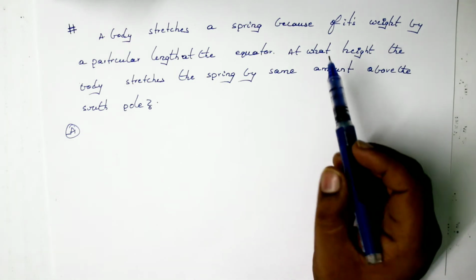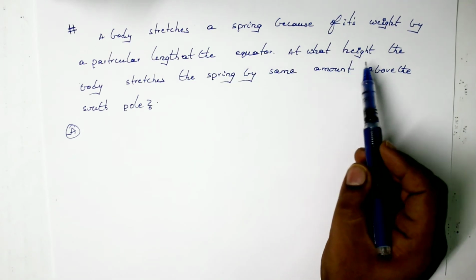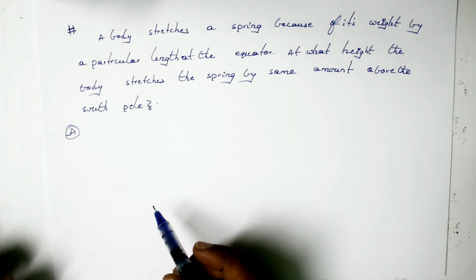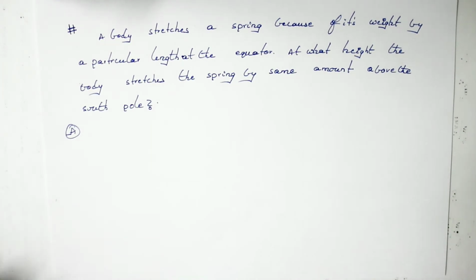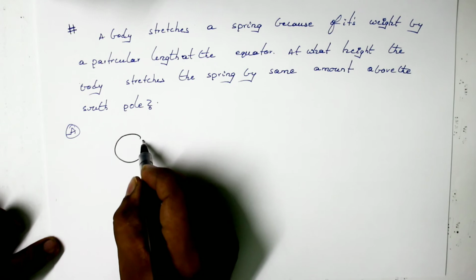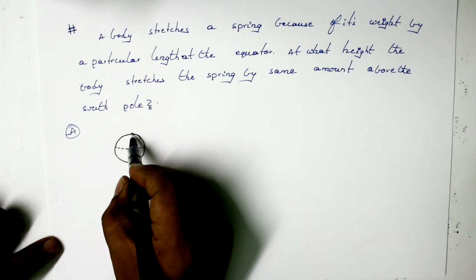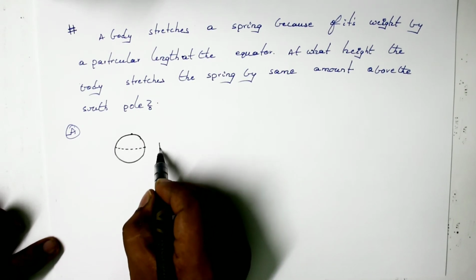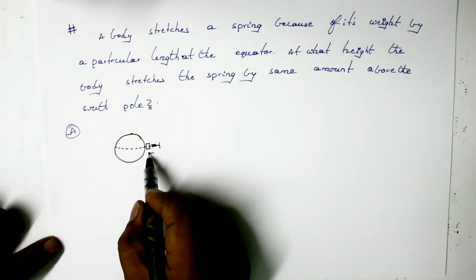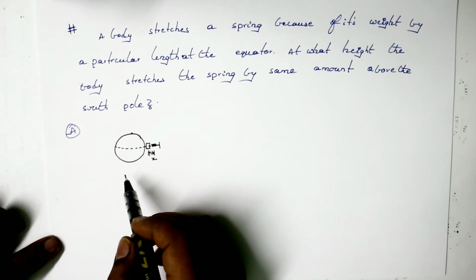A body stretches a spring because of its weight by a particular length at the equator. At what height above the south pole does the body stretch the spring by the same amount? That is the question. For example, if you consider this as the Earth's surface, he is asking about two points. If I consider this to be my equator, initially there is a spring like this, and here there is a mass, and this mass is stretching this spring by a certain x value on the surface of the Earth.